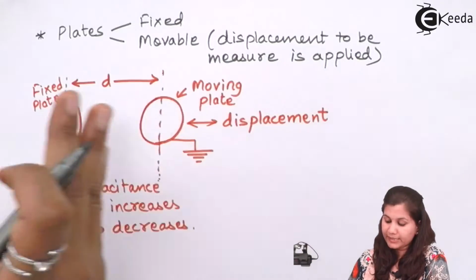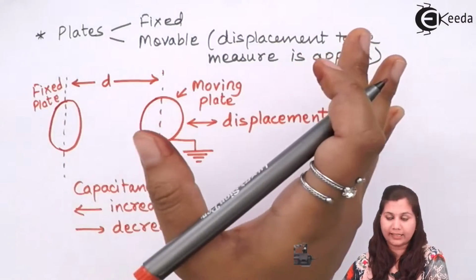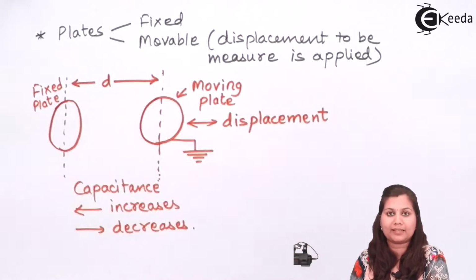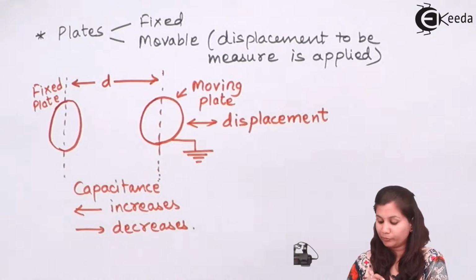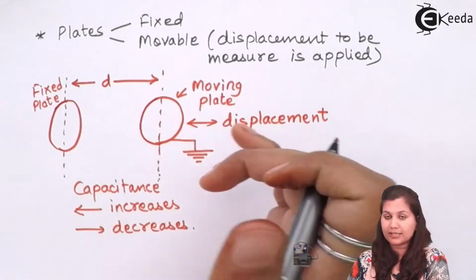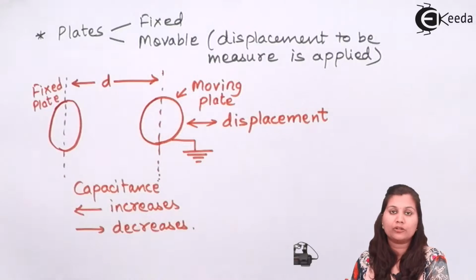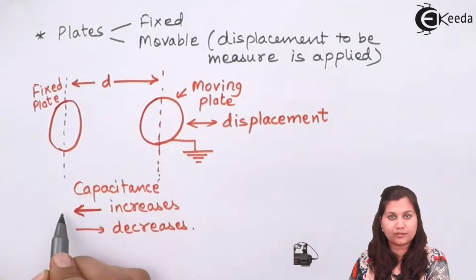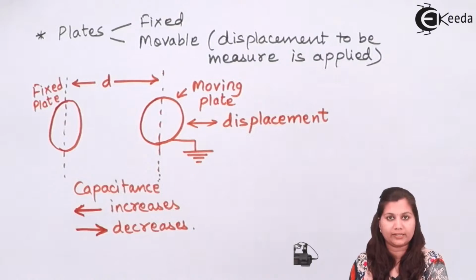So when this moving plate is displaced in this direction, meaning the right hand side direction, the distance is increasing. As the distance is increasing, the capacitance is going to decrease, because there is an inverse relationship between the two. And when this moving plate is moved in the left hand side direction, the distance between the two plates decreases. So as the distance decreases, capacitance increases. So in the left direction, the capacitance is going to increase, and in the right direction, the capacitance is going to decrease.